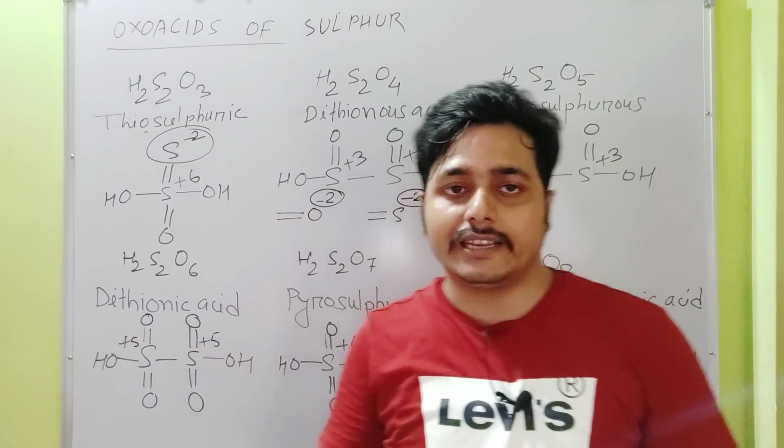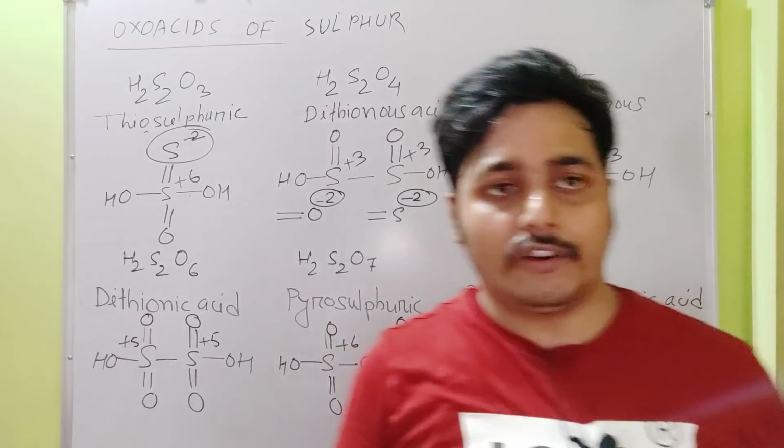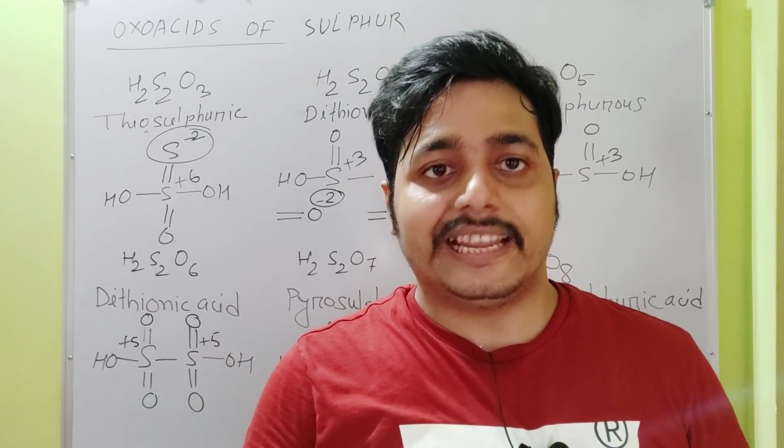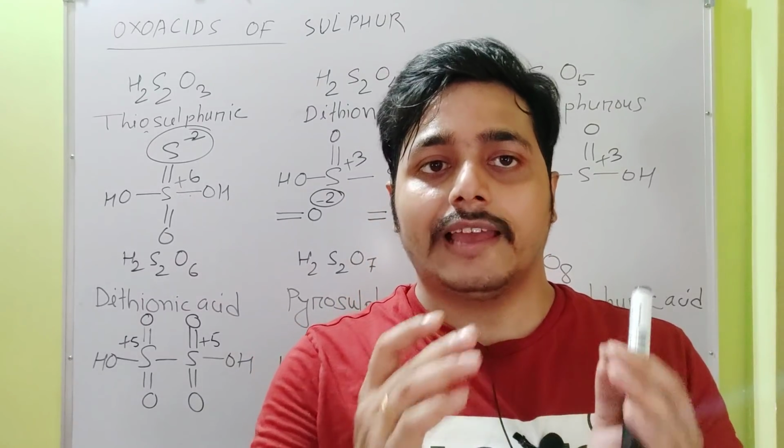Okay, so oxoacids of sulfur is finished. Next we discuss oxoacids of halogens.